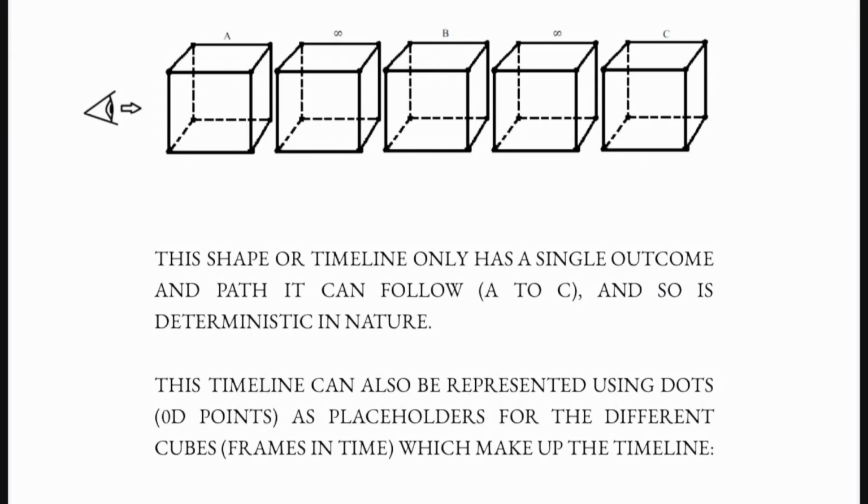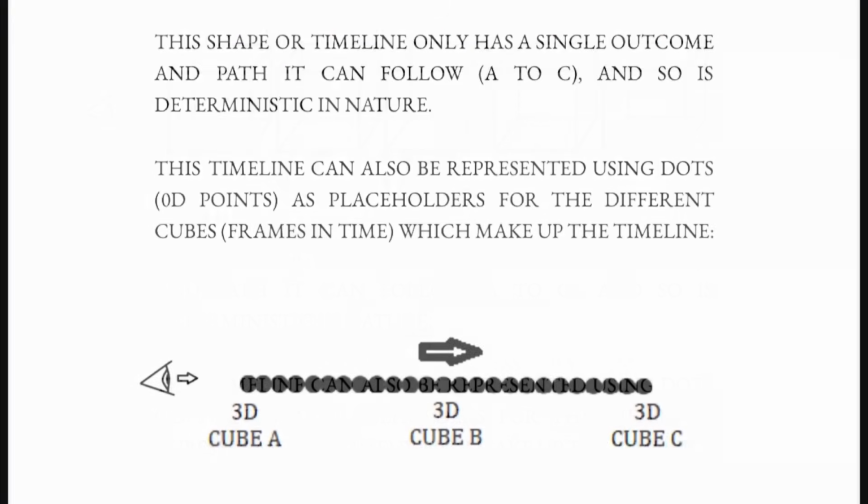This shape or timeline only has a single outcome and path it can follow, A to C, and so is deterministic in nature. This timeline can also be represented using dots, zero-dimensional points, as placeholders for the different cubes, frames in time, which make up the timeline.